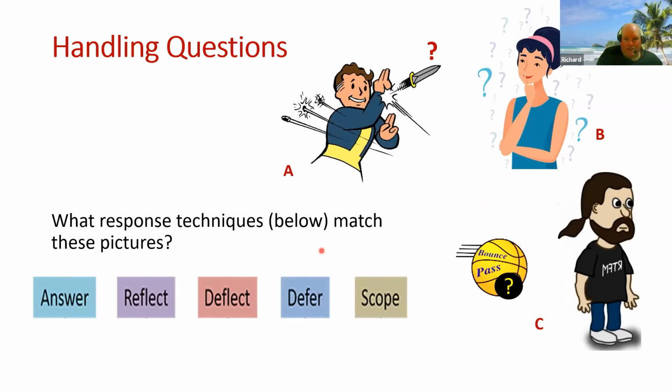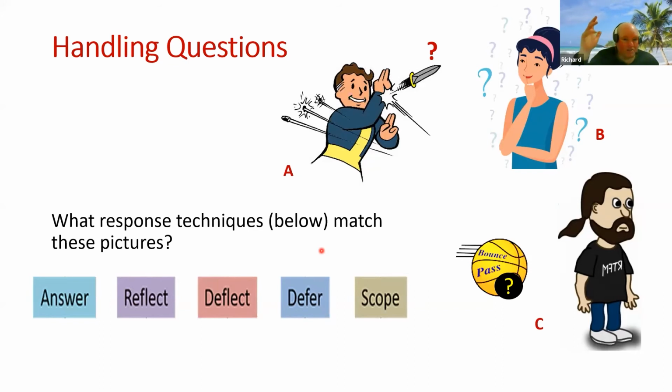Okay, so what response techniques below match these pictures? We've got A, B, and C. A, he's dodging the bullets. B, she's thinking about it. And C, he's going to be hit in the back of the head maybe, or the back with a ball. All right, so let's have a go. In A, he's dodging the bullets. What is it? Answer, reflect, deflect, defer, or scope.